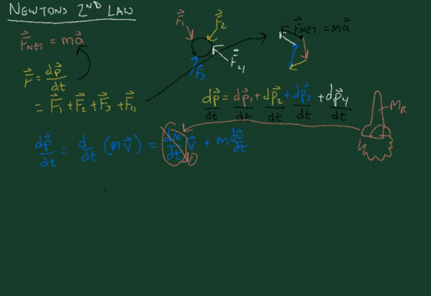So we see that the change in momentum with respect to time is m dv/dt. But this is just the definition of acceleration. So this is how we can connect force as a change in momentum with respect to time to force equal to mass times acceleration.